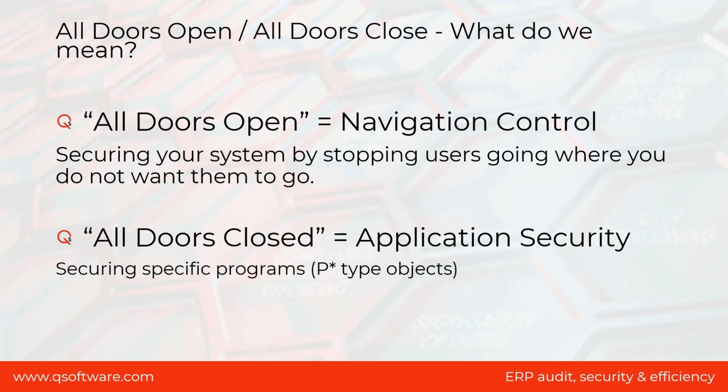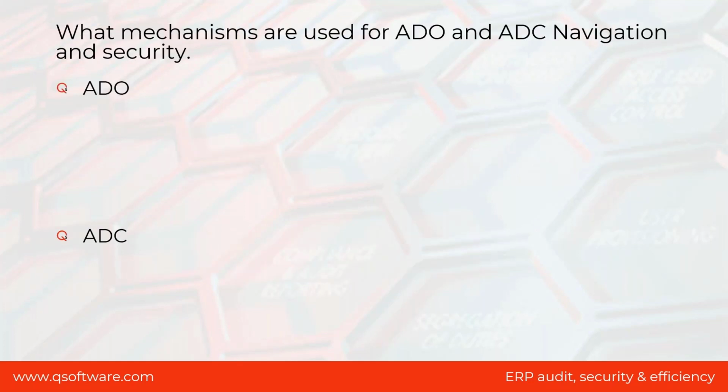In the context of World, that's really about securing the P-type program objects, and you've got thousands of those in JD Edwards' World. So user A does or does not have access to program B. Those are the terms, because I think they get thrown around a lot and we assume people are familiar with them, but it's not always the case.